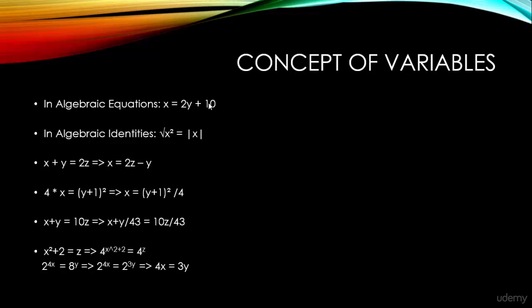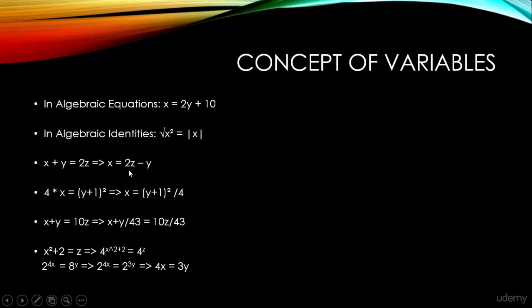Basic rules of manipulation: when switching terms from one side to the other in an algebraic expression, plus becomes minus and vice versa. So, for example, x plus y is equal to 2z. So x is equal to 2z minus y. So y, when it goes to the right hand side, the sign before y, plus, became minus.